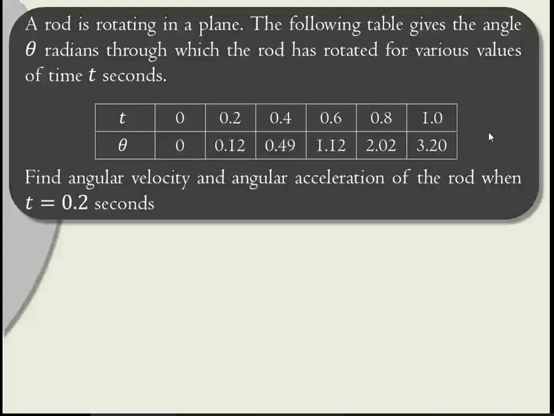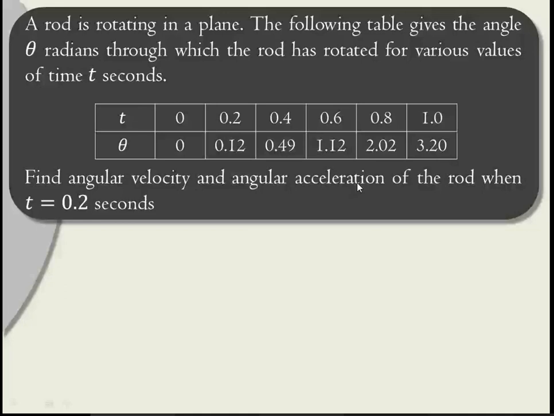A rod is rotated in a plane. The following table gives the angle theta in radians through which the rod has rotated for various values of time t in seconds. T is 0, 0.2, 0.4, 0.6, 0.8, 1.0, and theta is 0, 0.12, 0.49, 1.12, 2.01, 3.20. Find the angular velocity and angular acceleration of the rod when t is 0.2 seconds.